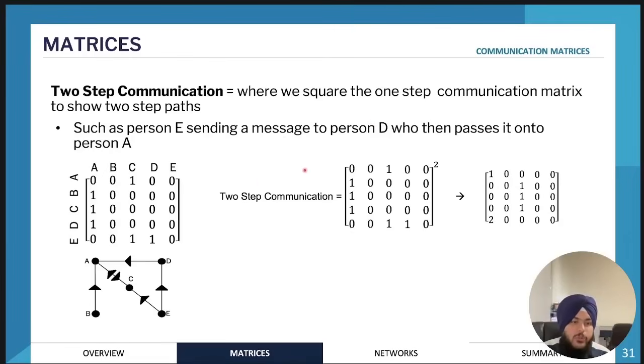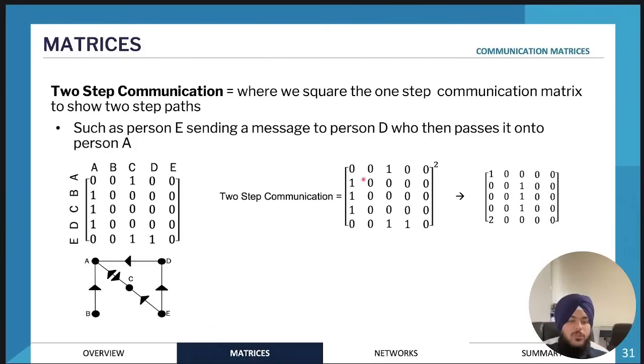Okay, next we'll move on to two-step communication. Two-step communication is essentially looking at communication networks where it's conducted in 2 steps. For example, if E wants to communicate with A, it might send a message to D, who can send that message to A. That's a two-step communication because it's conducted in 2 steps. A single step is what we were just looking at, where E is communicating with D.